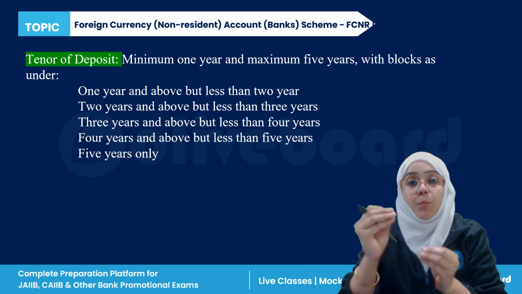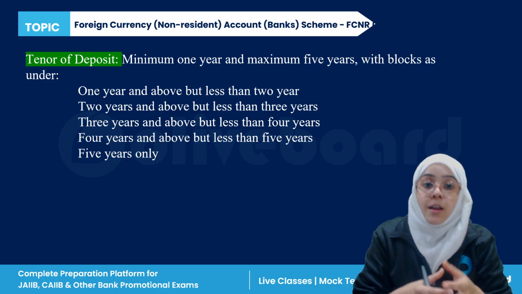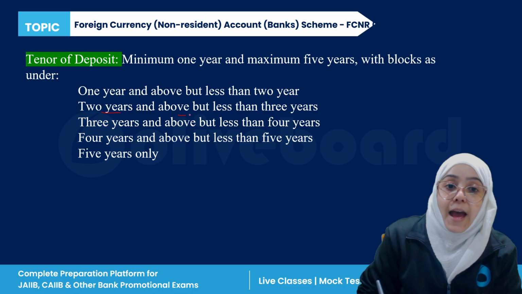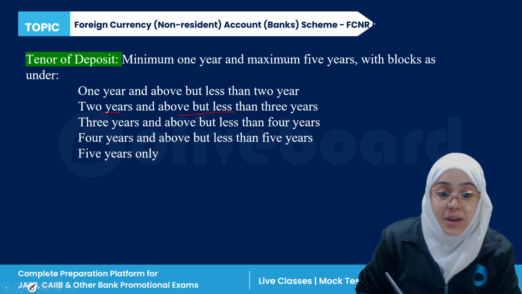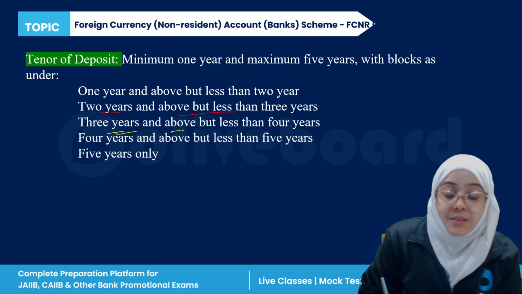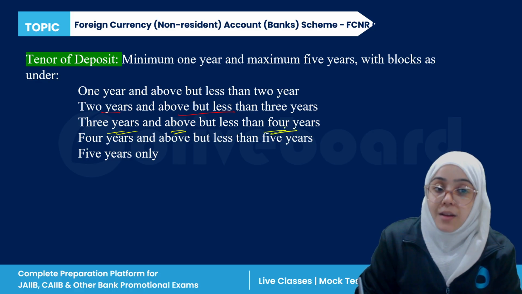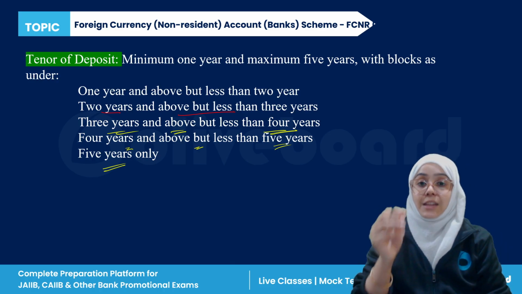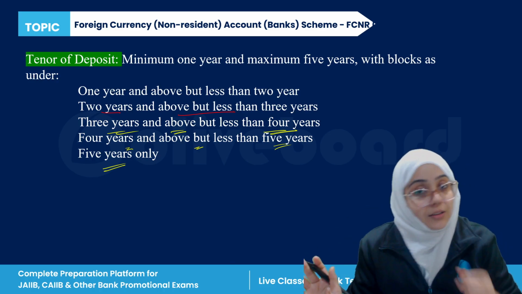With blocks, it means 1 year and above but less than 2 years, then 2 years and above but less than 3 years, then 3 years and above but less than 4 years, then 4 years and above but less than 5 years, and 5 years only. This is the tenure of the deposit, right?